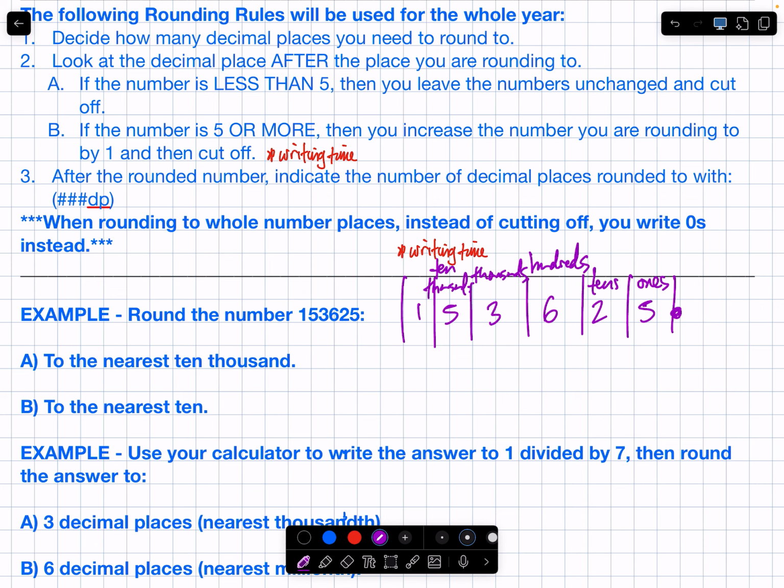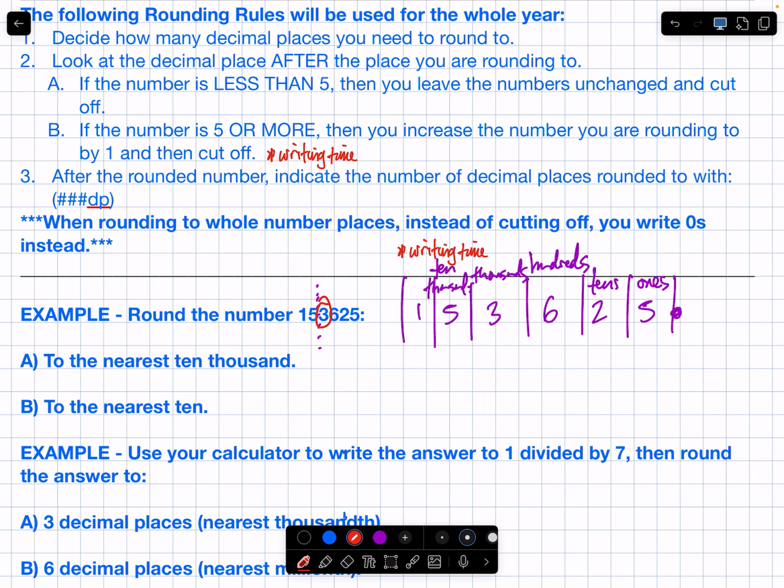So on my number here, I want to cut it off between the 5 and the 3. So look at my steps, people. Decide how many decimal places I'm rounding to. I'm rounding to just after 5. Step 2, look at the decimal place after. So what number is after the cutoff point? Someone said 3. 3. I'm looking at 3. And then I'm making a decision. Is the number less than 5?